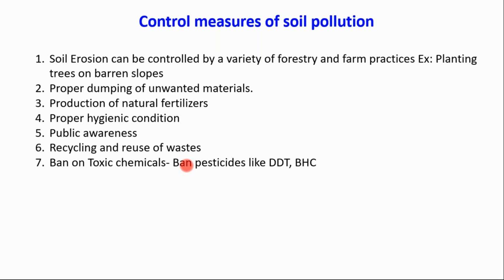So by banning these toxic chemicals or by banning this pesticide, we can control the pesticide contents or pesticide contamination in the soil. If you take the example of Punjab, then you can understand whatever the requirement of the pesticide is there, near about 2 to 4 multiple pesticides are utilized by the farmers in that Punjab, and that is why the cancer patients are more in the Punjab as compared to other states.